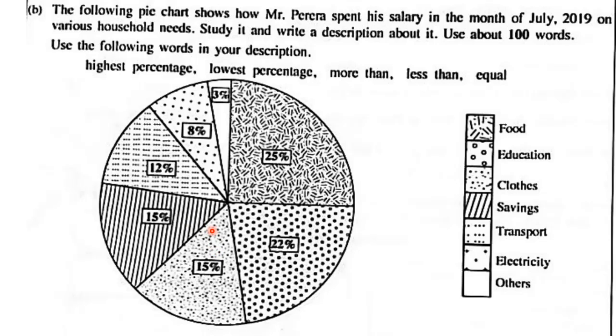At the same time, you can say he spent 12% of his salary on what? Transport, while 8% on electricity. He only spent 3% for other minor needs. So you can say according to this pie chart, we can see that the highest percentage of his salary is spent on what? Food, and the lowest percentage of his salary is spent on the minor needs.